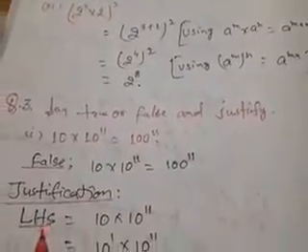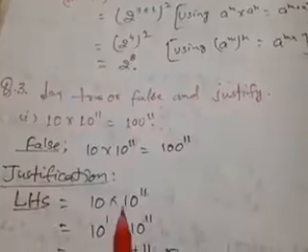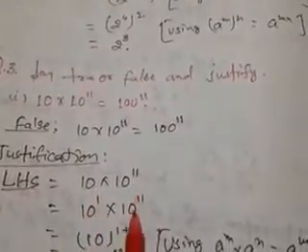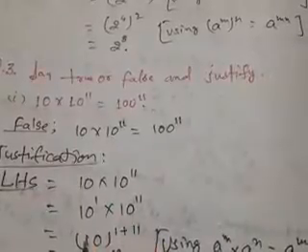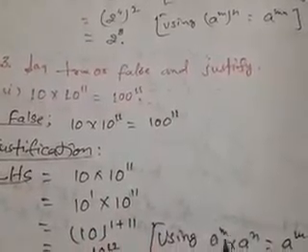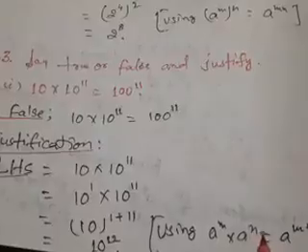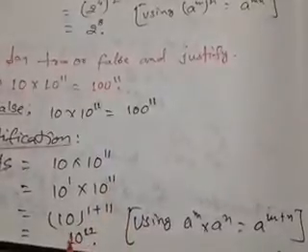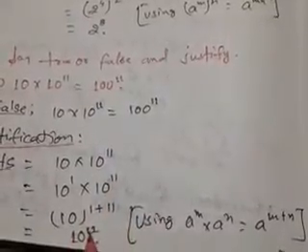So at first we take LHS, 10 into 10 to the power 11. We write 10 to the power 1 multiplied by 10 to the power 11. Here the bases are the same, so using a to the power m multiplied by a to the power n is equal to a to the power m plus n, we write 10 to the power 1 plus 11. It becomes 10 to the power 12.